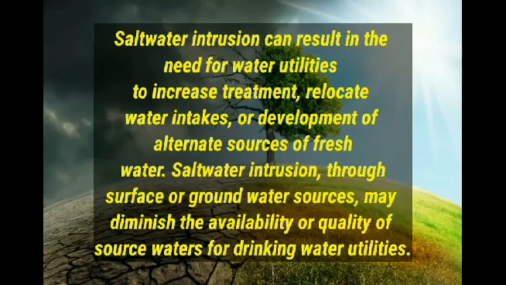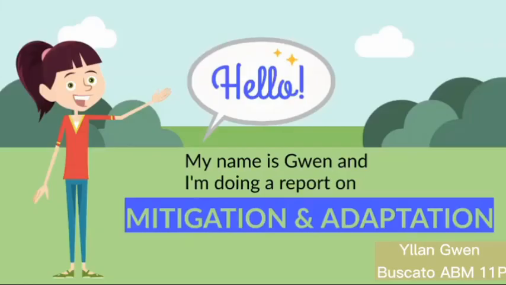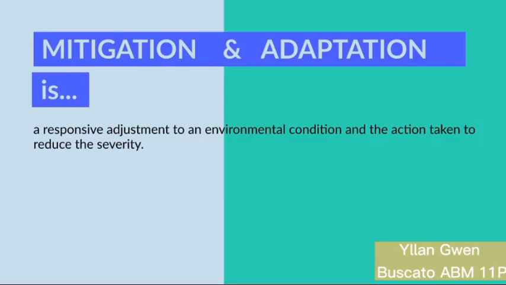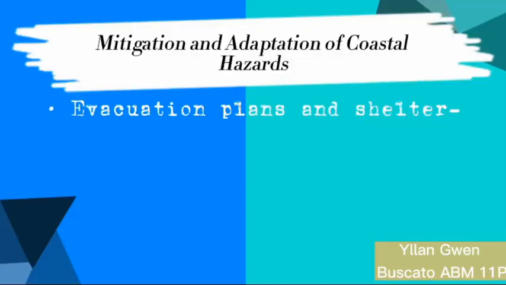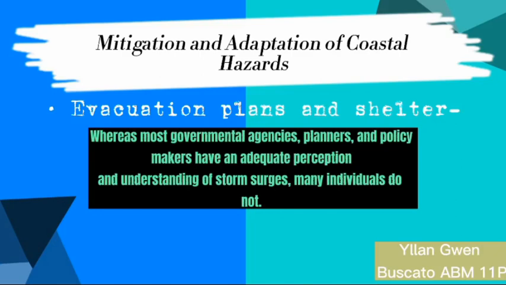Hello, my name is Gwen, and I'm doing a report on mitigation and adaptation. Mitigation and adaptation is a responsive adjustment to an environmental condition and the action taken to reduce the severity. Mitigation and adaptation of coastal hazards: evacuation plans and shelter.